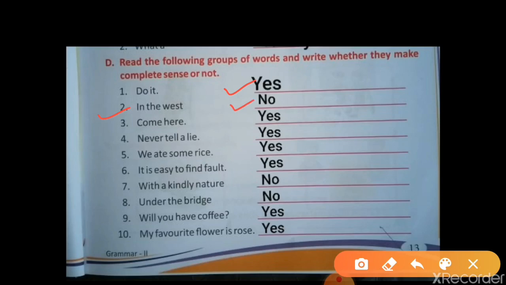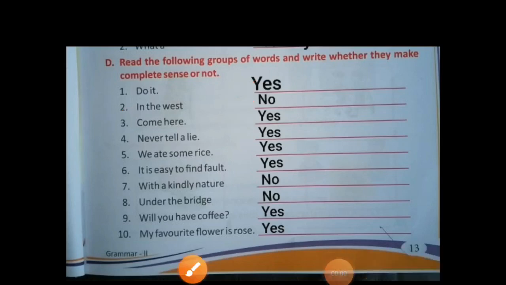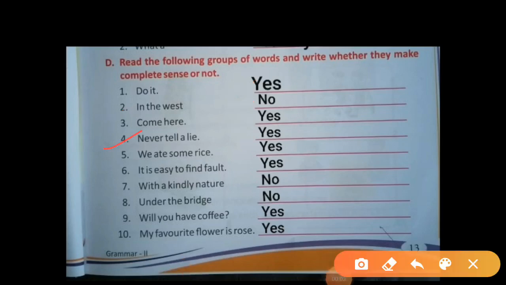"Come here," यहाँ आओ. It is also an order. Yes. Now, "Never tell a lie." So, कभी झूठ नहीं बोलना चाहिए. It is also yes. Next, "We ate some rice." It is also a complete sense. Yes. "It is easy to find fault." Yes. "With a kindly nature." Has no complete sense. It is no. "Under the bridge." Has also no.